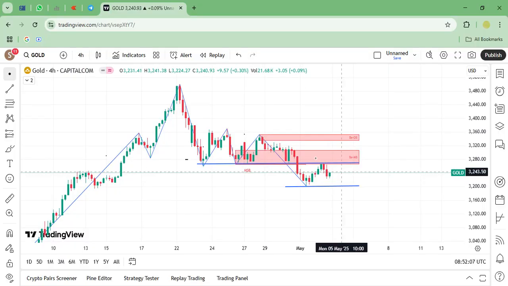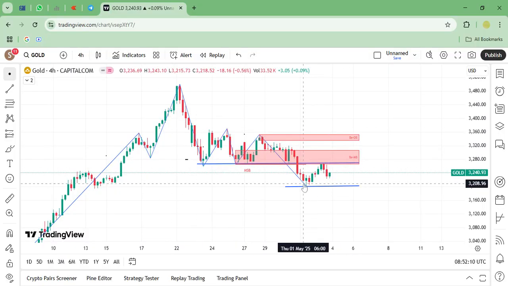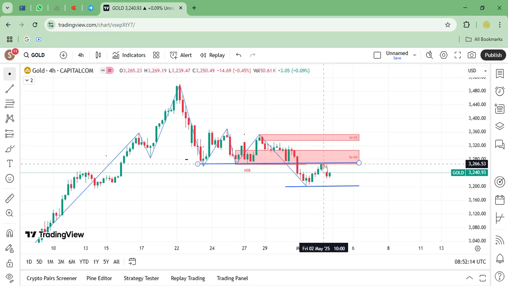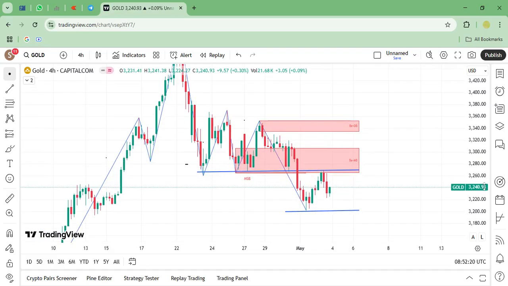And this is a 4-hour live chart, and you can see yesterday, because of NFP, gold has taken a particular support and resistance at a live market. We have told this in the live stream as well.